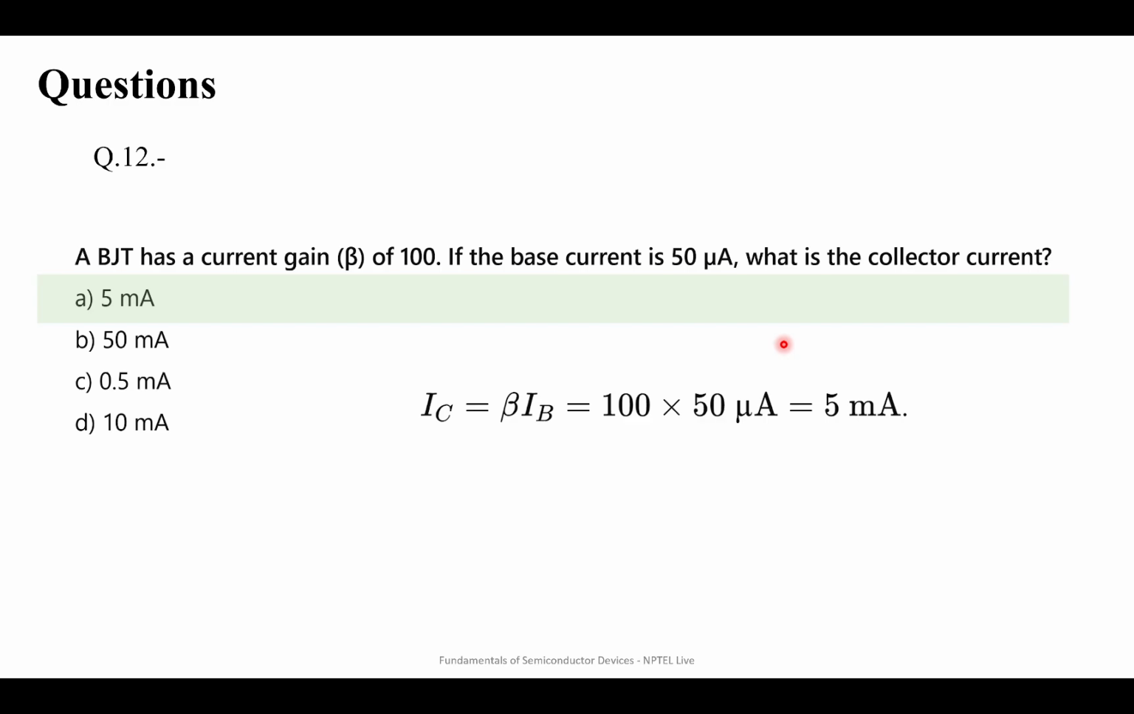Your gain is given by your collector current divided by your base current. So your collector current would be beta times base current. So 100 times 50 microamperes, which would be 5 milliamperes. So 5000 micro is your 5 milli.